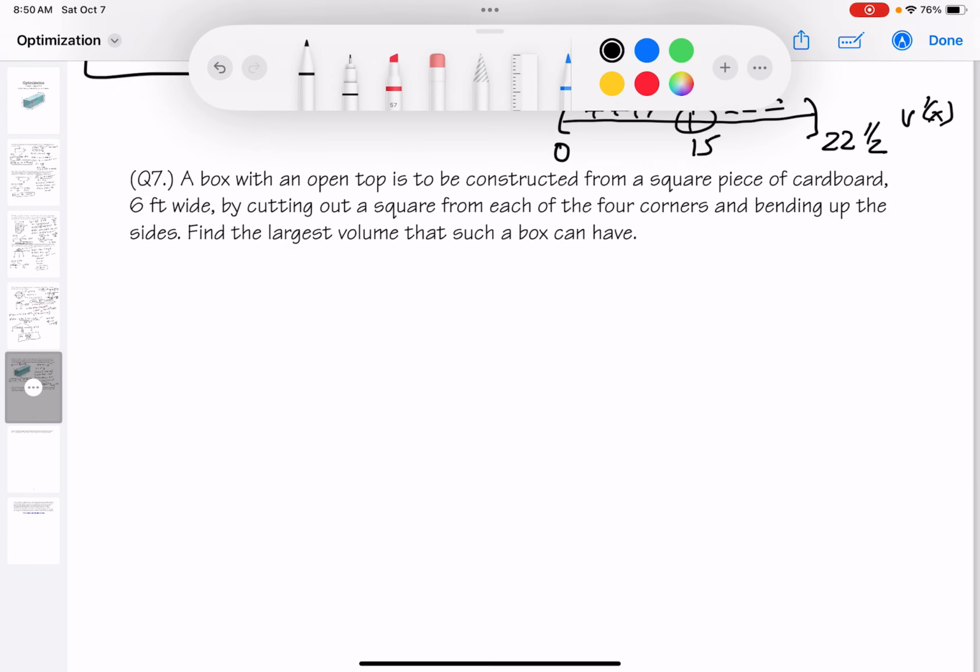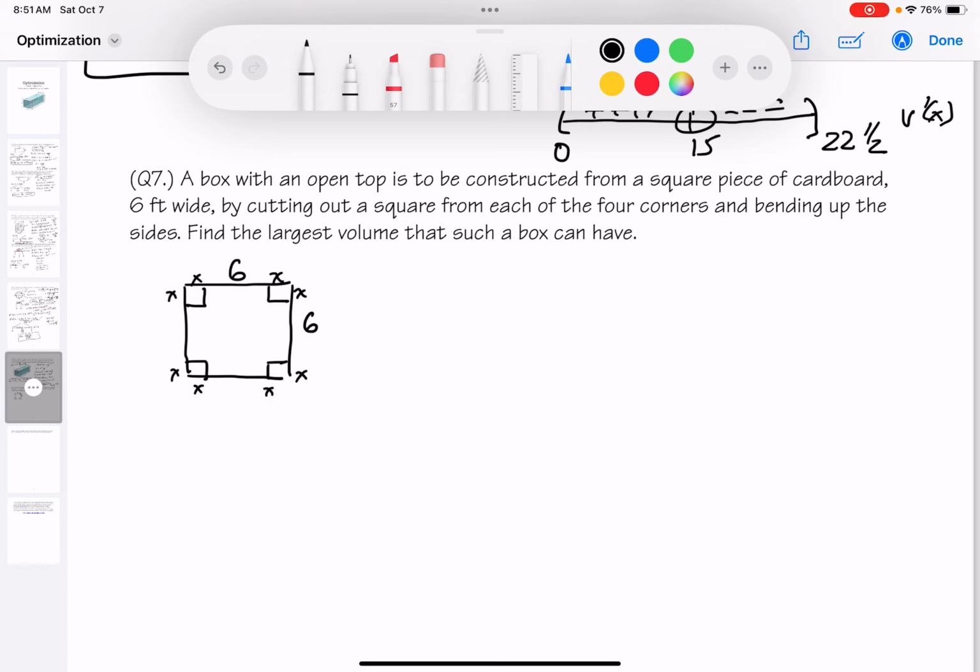And the next one's an open top box that's constructed from a square piece of cardboard that's 6 feet wide. That means it's 6 by 6. Let me just make sure I read that correctly. A box with an open top is constructed from a square piece of cardboard 6 feet wide, so 6 feet. And what they do, they're cutting out the corners. I'm going to say they're cutting out little sections like this, x by x, at each corner.